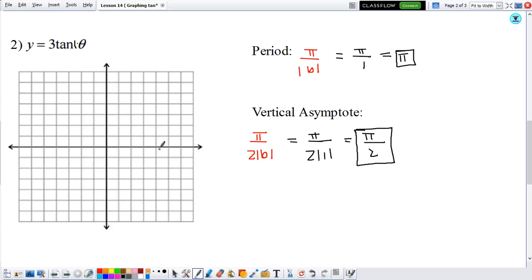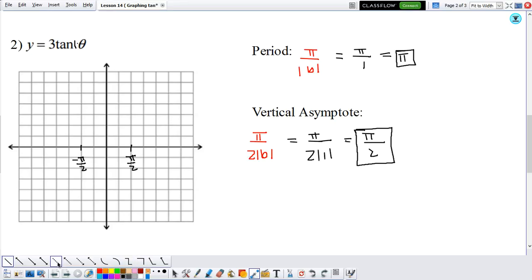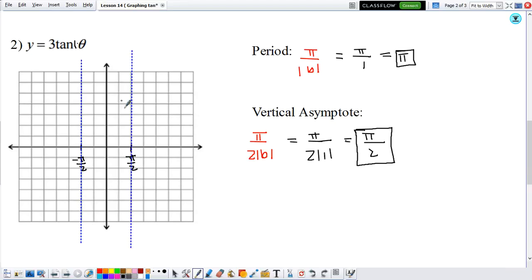All we got to do is find a vertical asymptote. Let's say that each square, or the 2 squares, that's pi over 2. So 2 squares to the left, oh no, I'm sorry, 2 squares to the left, that's negative pi over 2. 2 squares to the right, that's pi over 2. That's where we have our vertical asymptotes. So I'm just going to select this tool to make it easy for me. So vertical asymptotes happen at these points. Well, that was way easier. So we got our vertical asymptotes there.